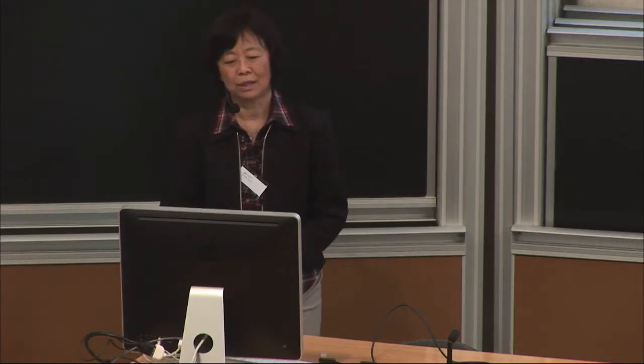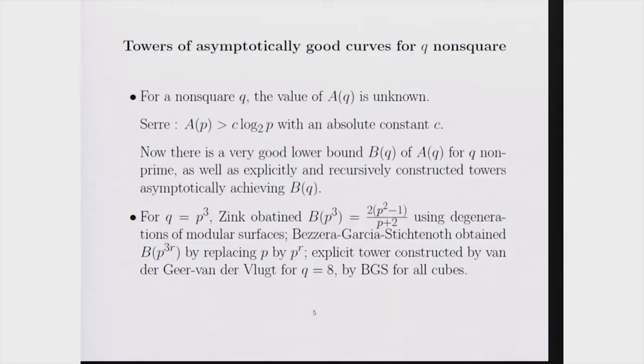And when q is a non-square, the story is quite different. First of all, one doesn't know the precise value of A(q). When q is a prime, Serre showed that it has a lower bound that is a constant times log p, and this is still the best known lower bound for prime p. But if we do not think about prime p, but think about higher odd powers, nowadays there is a very good lower bound, which I call B(q), for A(q). And there are also explicitly, recursively constructed towers asymptotically achieving this lower bound B(q).